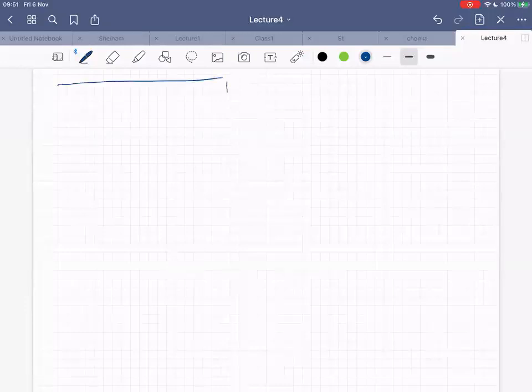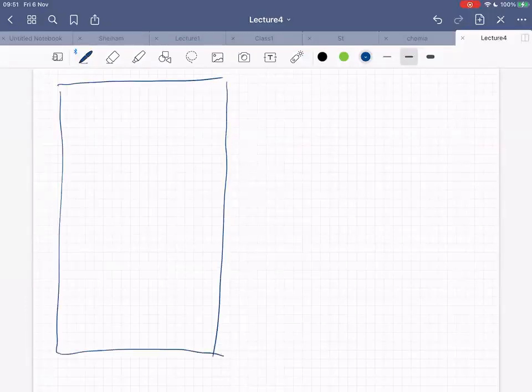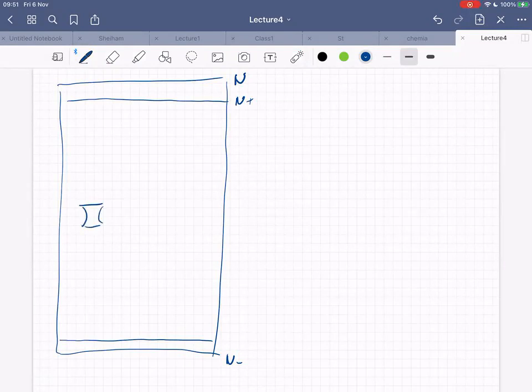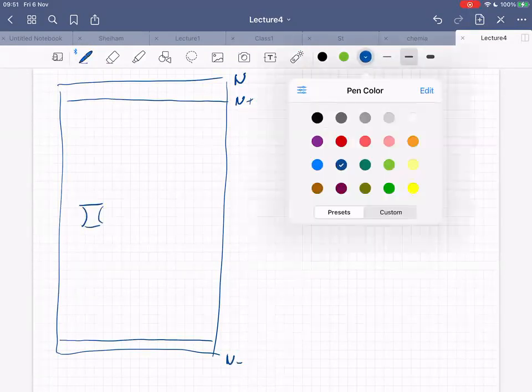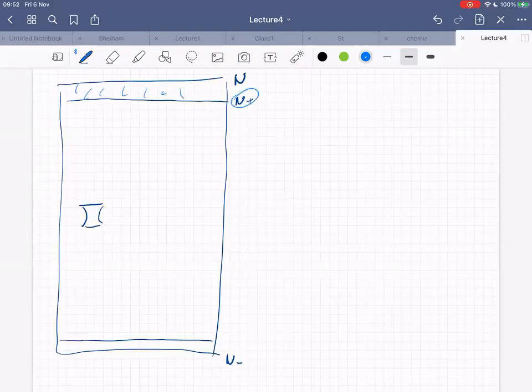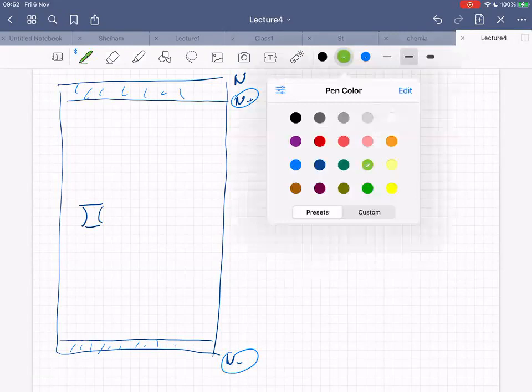We have the whole of N, and we have here, sorry, let me call it N minus, and we have N plus. I will explain what N minus and N plus are. So maybe I will use color to shade N minus and to shade N plus, or the opposite.